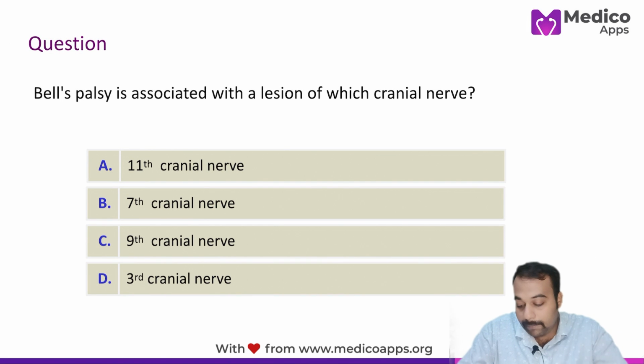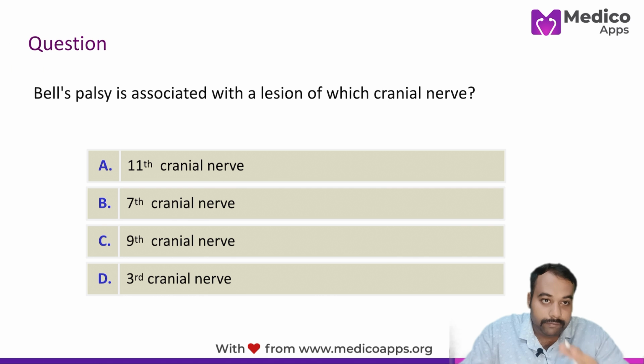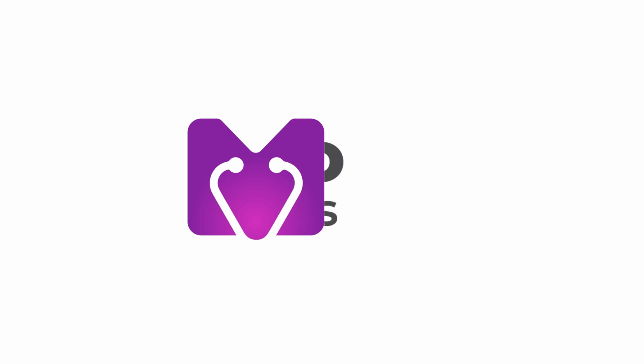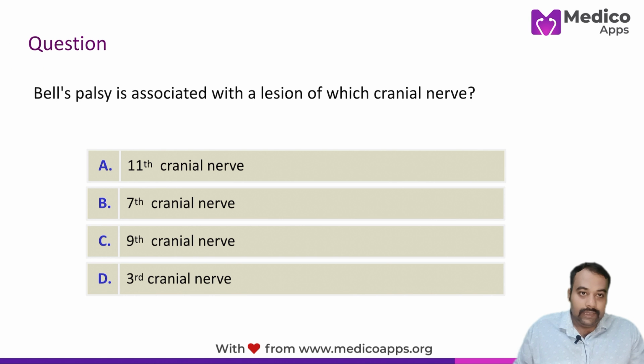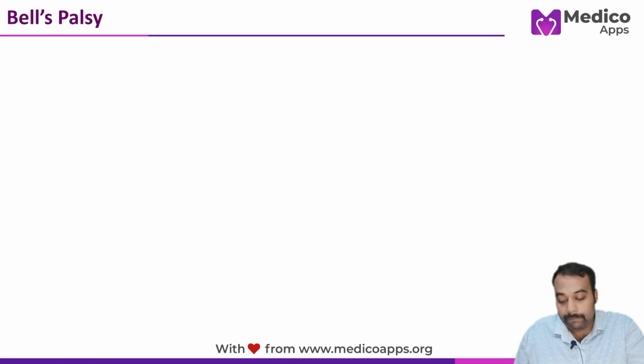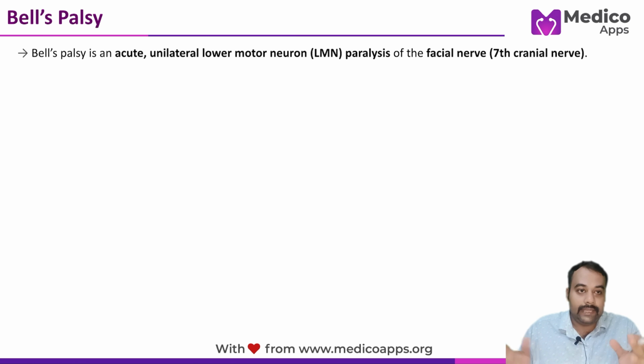So here the next question is: Bell's palsy is associated with a lesion of which cranial nerve? Okay. Obviously, it's a pretty simple question. Everybody knows that it's the seventh cranial nerve. So the seventh cranial nerve is the one that is basically associated with Bell's palsy. So let's take a few things regarding Bell's palsy.